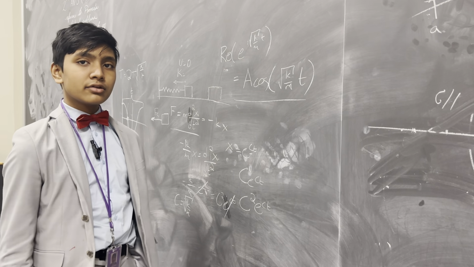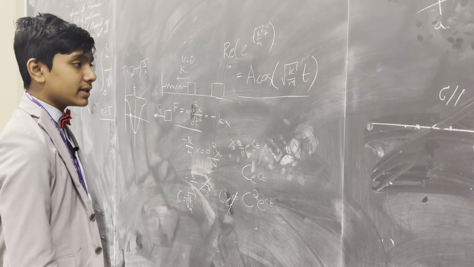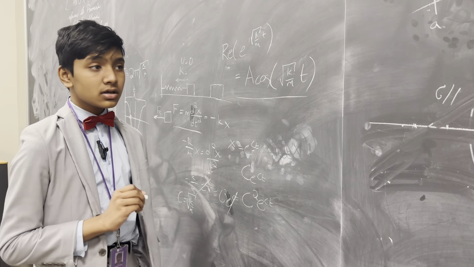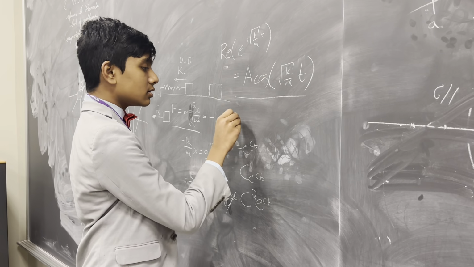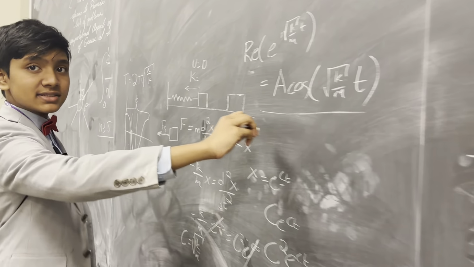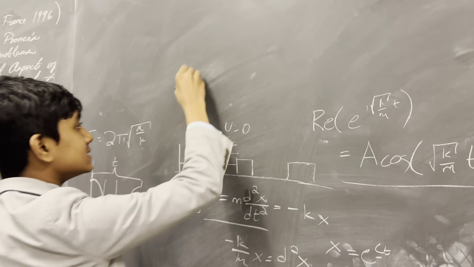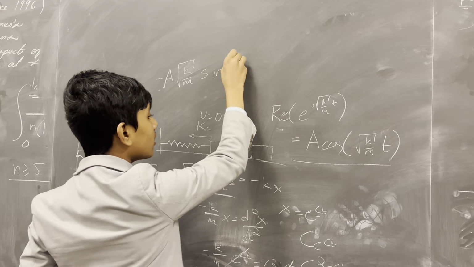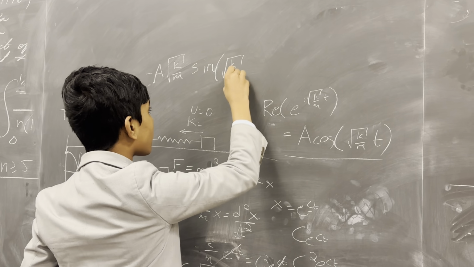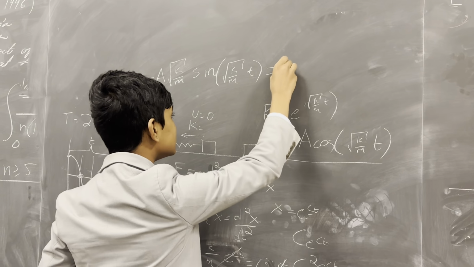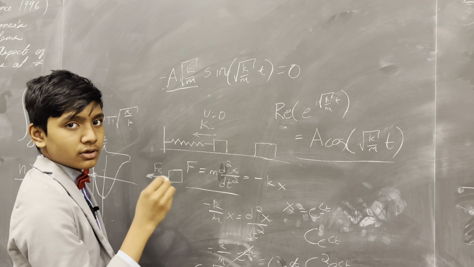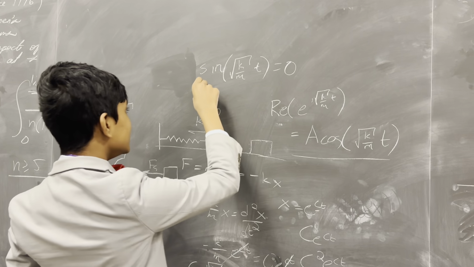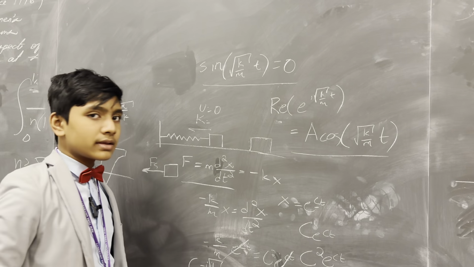Now, how do we find the period? Well, the period is how long it takes between two of the maxima of this function. How do we find the maxima? Well, the maxima is just what happens when we take the derivative of this and set it to 0. So you get minus A root k over m sine of root k over m t is equal to 0. Now see, this can never be equal to 0, unless, of course, the spring is at rest, which means that this is the only part that matters.